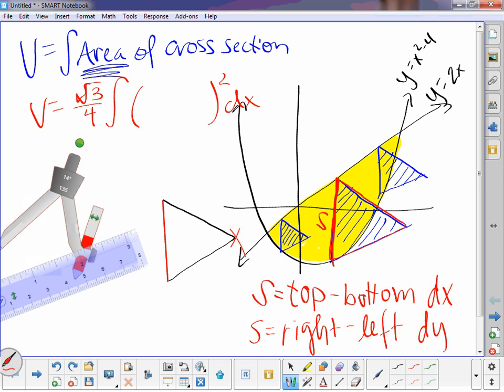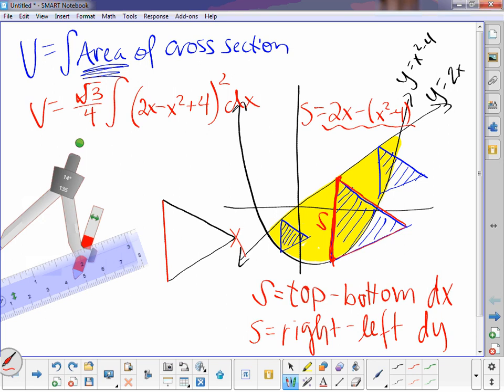So for this one, my side would be my top function, 2x, minus my bottom function here, which is x squared minus 4. The other thing I want to caution you with is when you go to do your integral by hand. So if I take my side here, throw it into my equation, I have 2x minus x squared plus 4.